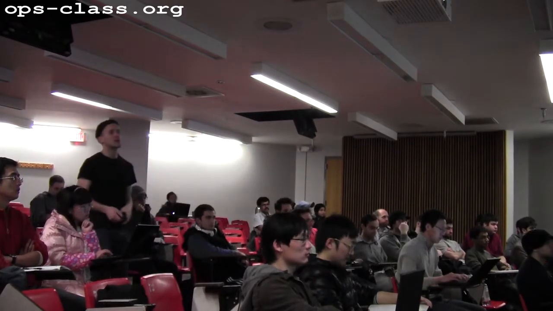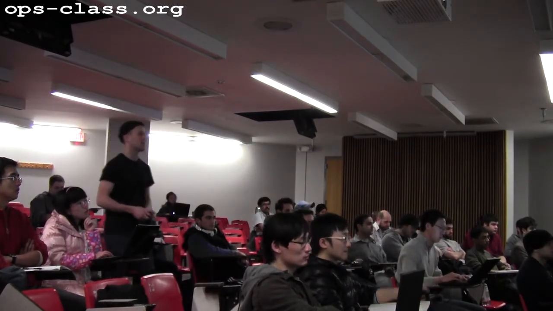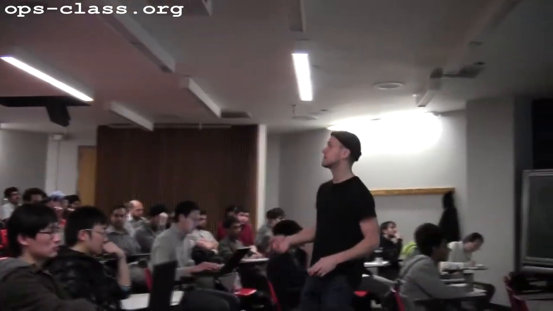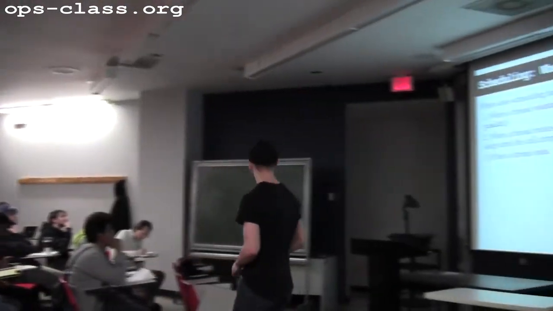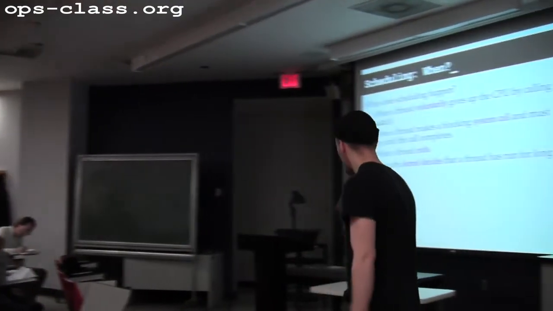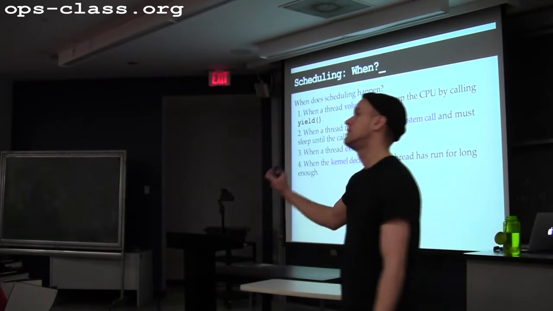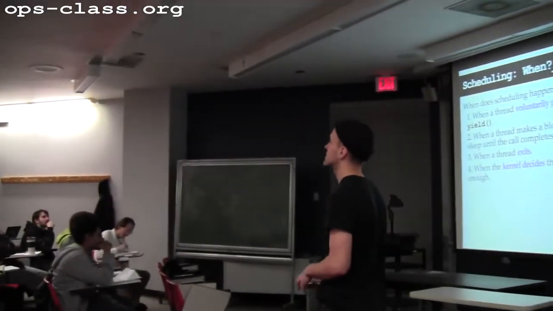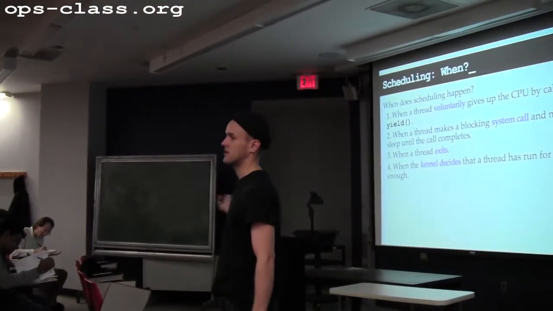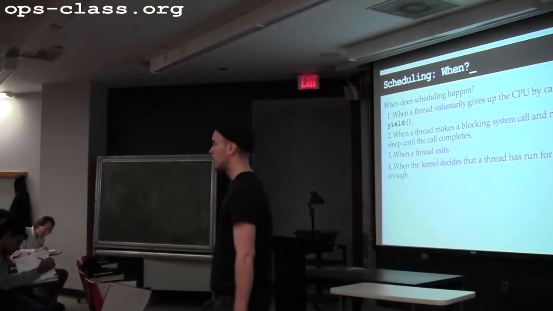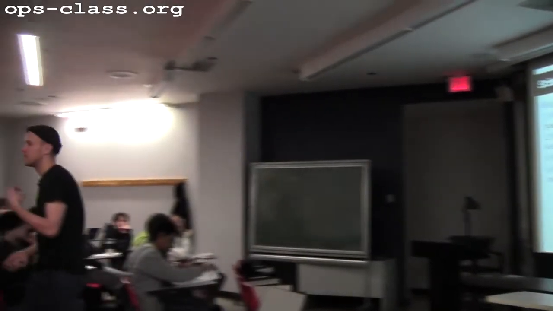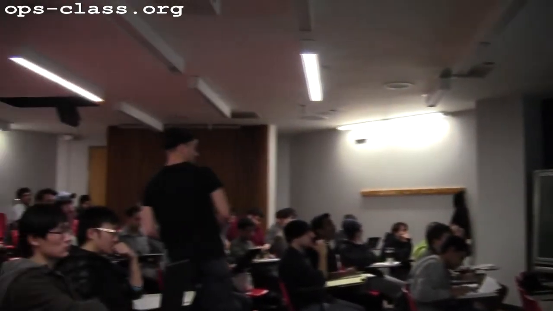A thread voluntarily gives up the CPU by calling yield, and I've got to give it to somebody else. A thread makes a system call and has to sleep until the call completes. If it's a blocking system call, I have to give the CPU to somebody else. When a thread exits, clearly, I have to give the CPU to somebody else. And if the kernel decides that a thread has run for long enough, that it's time to let somebody else have the CPU, we think of that as preemptive scheduling. So that fourth bullet, remember, is what makes a scheduling policy preemptive. I'm actually going to grab the resource, the CPU, away from a thread, okay?